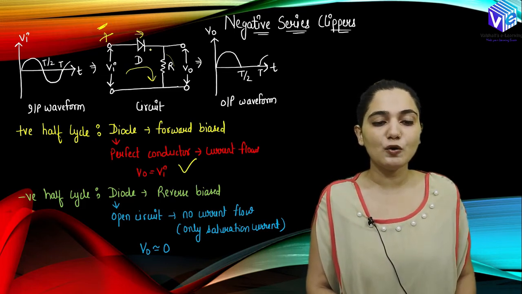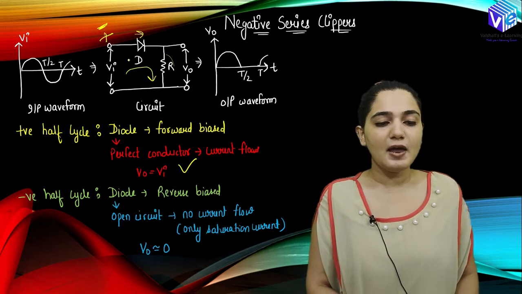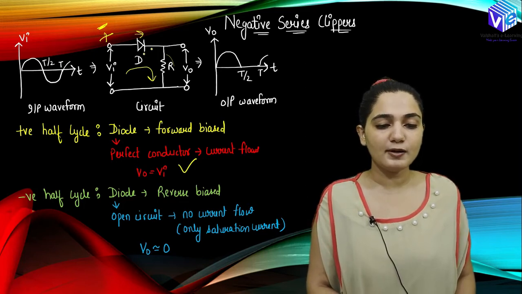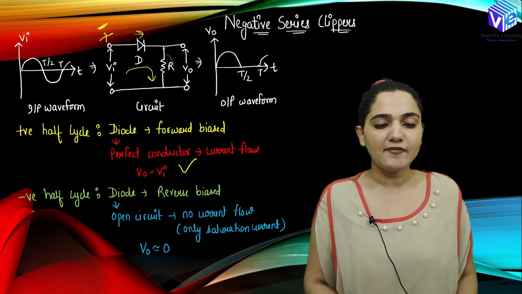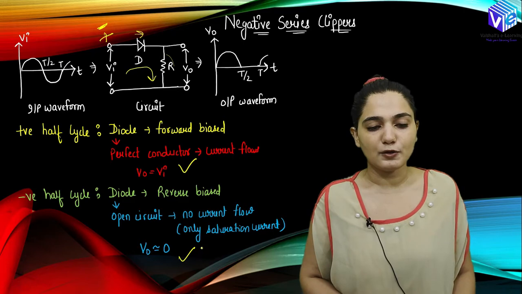as an open circuit. No current will flow through this circuit, and when no current flows, what will happen? We will not have any voltage drop across this R, so V output will be nearly equal to 0.